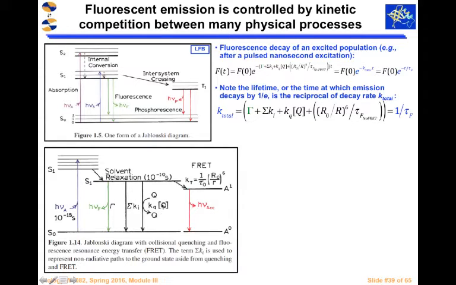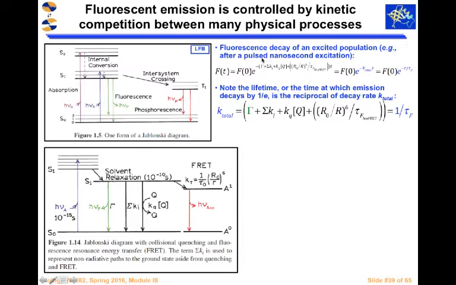First-order kinetic processes give single exponential behavior. And so, a very important point, if we want to look at how fluorescence changes with time, the model we're going to use here is something called a pulsed nanosecond excitation. Actually, sorry, that should be femtosecond excitation.